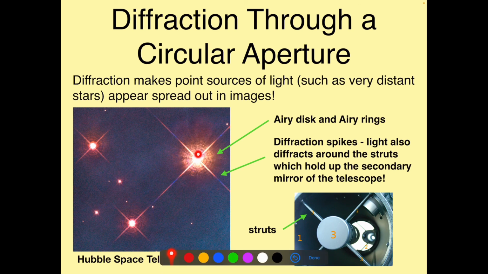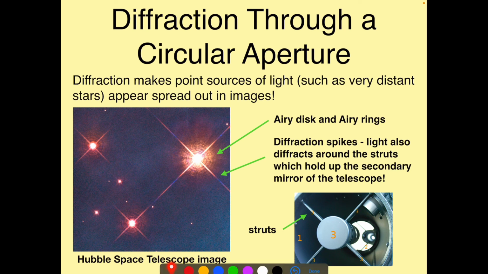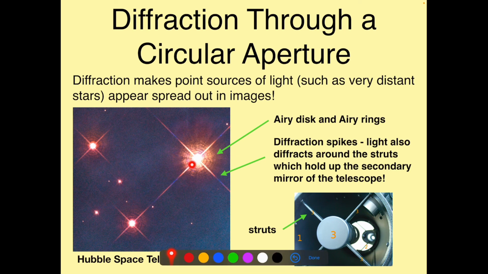So that would be the Airy disk surrounded by the Airy rings. That's exactly what we'd expect to see given that light is diffracting through a circular aperture. The light that we see here had to come in through the circular aperture of the telescope in order to actually be seen. So that's the effect of diffraction through a circular aperture. But in addition to that, we also have what are called the diffraction spikes. These are the bright lines that are coming off the central bright spot of each star.